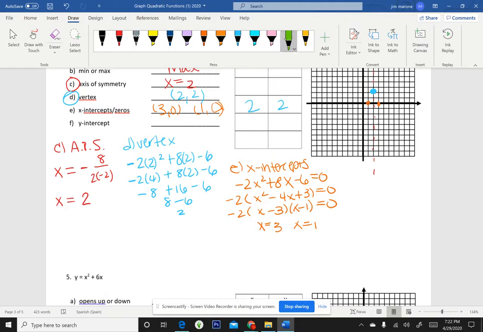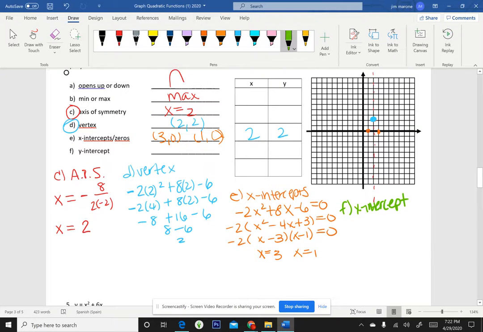For part F, my y-intercepts, it's always 0, c. So in this equation, c is -6. So it's 0, -6. It's 2 away from the axis of symmetry, and we can go here. So then to fill in the table, I go up by 1 and down by 1.